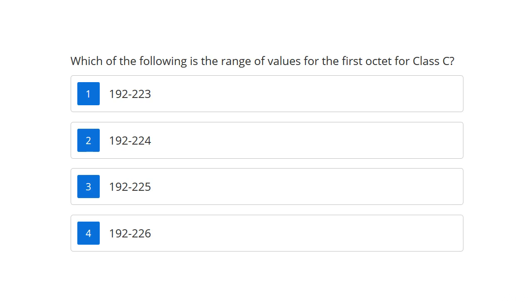Which of the following is the range of values for the first octet of class C? Well, class B was from 128 to 191. Class C is from 192 to 223.